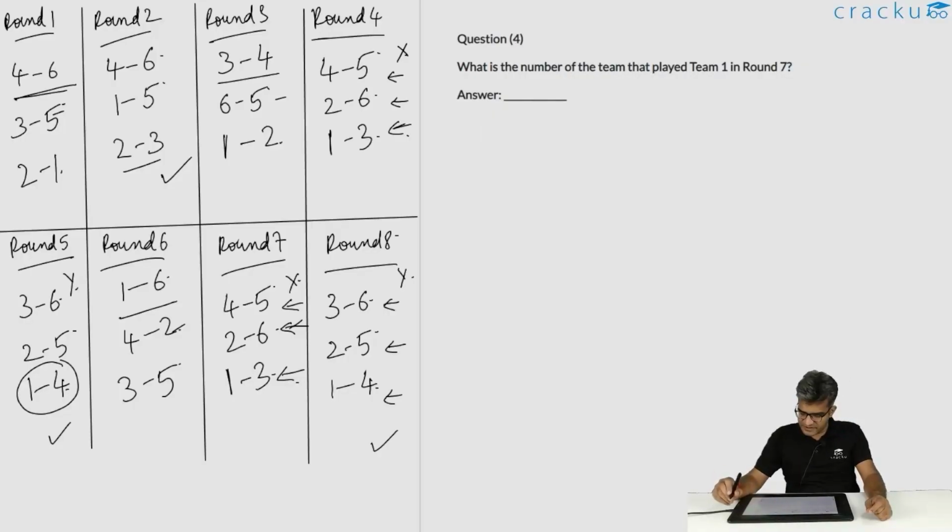What is the number of the team that played team 1 in round 7? That will be team 3. What is the number of the team that played team 6 in round 3? That will be 5.